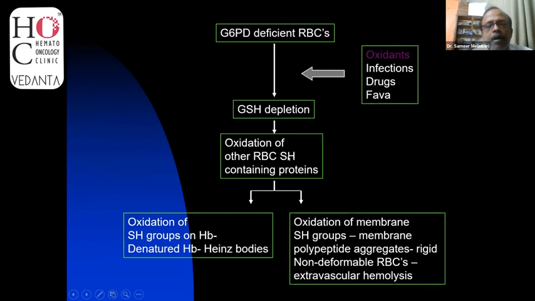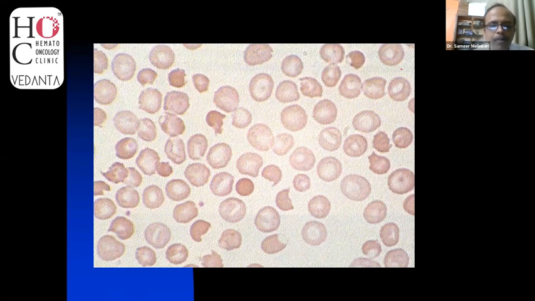Once the reactive oxygen species enter the red blood cell, they can cause denaturation of the hemoglobin. The denatured hemoglobin is seen as something called Heinz bodies, which I will show you. They can also denature and oxidize the membrane. The membrane will form polypeptide aggregates, causing rigidness in the membrane and non-deformable RBCs, which tend to undergo extravascular hemolysis. If you look at the peripheral smear of a patient who has had G6PD and a recent severe hemolysis, you will see two characteristic features.